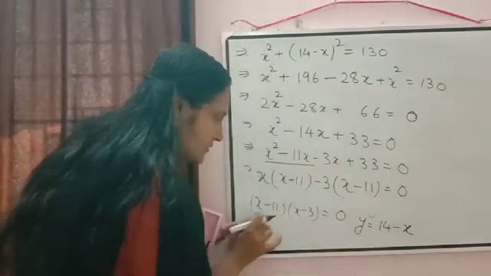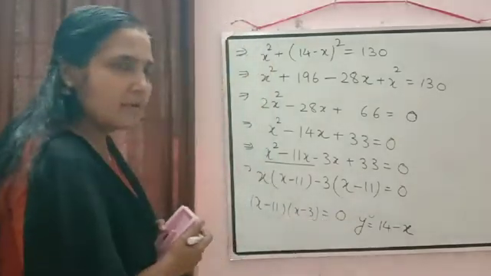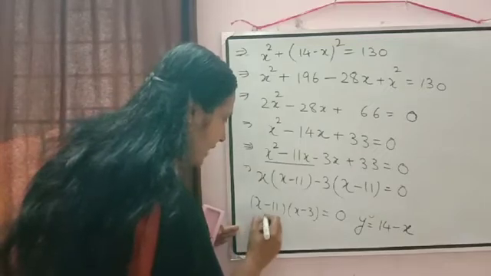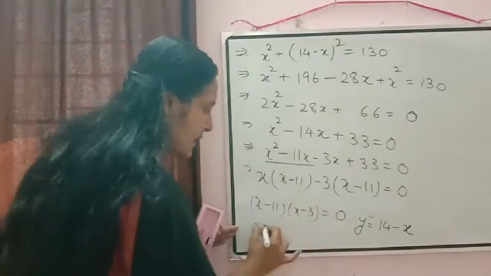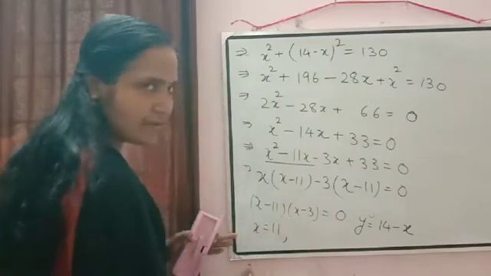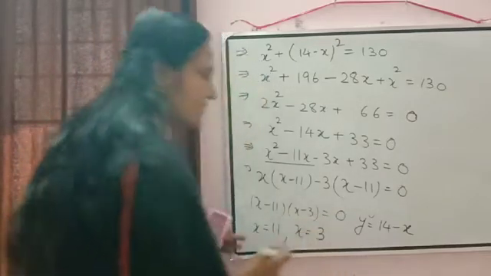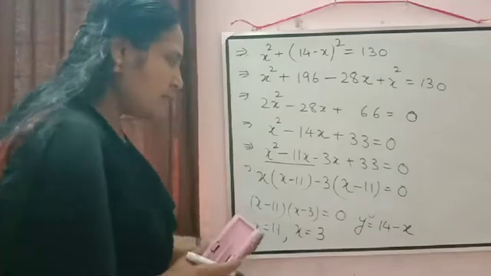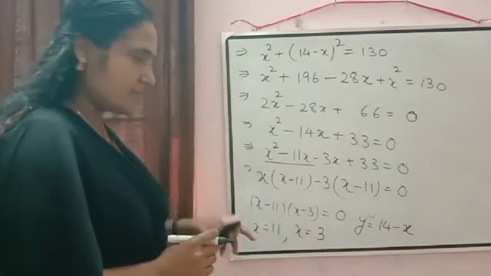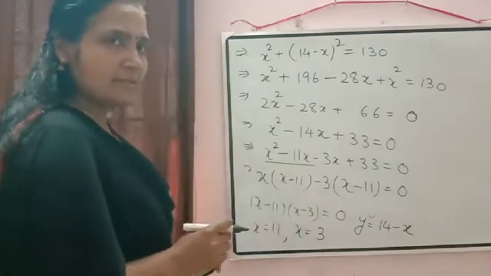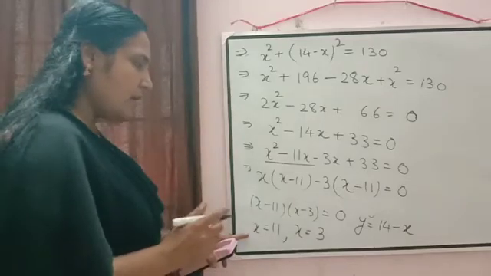So value of x, product of two expressions is equal to 0. So either x minus 11 is equal to 0, then x will come is equal to 11, or x minus 3 is equal to 0, then we will get x is equal to 3. So here we got two values for x. So correspondingly we can substitute, we can find out the value of y.